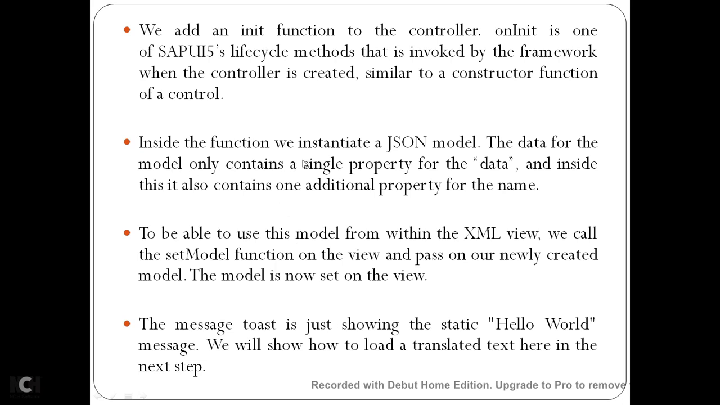Inside the function, we instantiate a JSON model. The data for the model only contains a single property for the data, and inside this it also contains one additional property for the name. To be able to use this model from within the XML view, we call the setModel function on the view and pass on our newly created model. The model is now set on the view. The message toast is just showing the static hello world message. We will show how to load a translated text here in the next step.